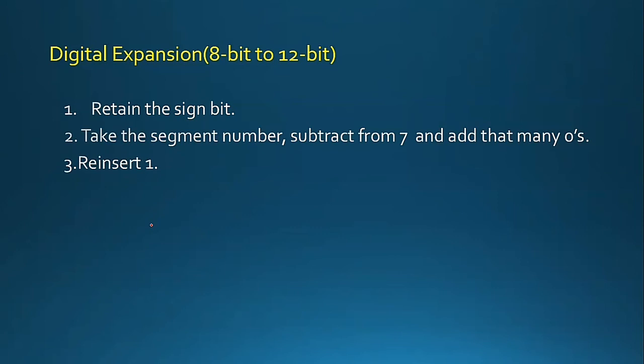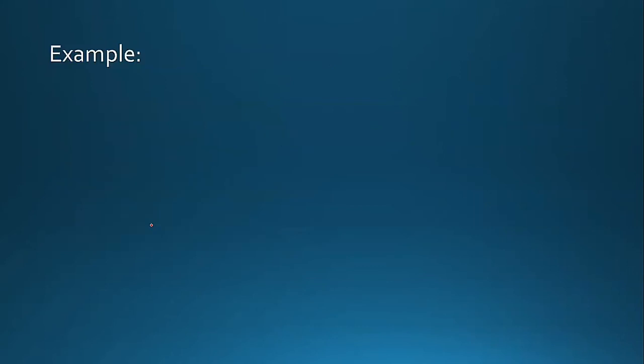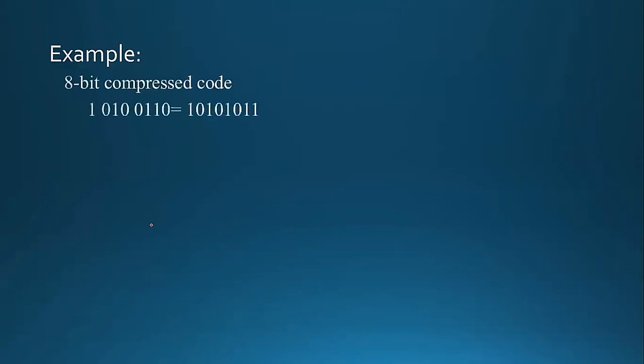Afterwards, we have to reinsert 1, since in compression, we have assumed the position of 1 that is between the quantization interval and the segment identifier. So we have to reinsert 1 again. And the next bits would be the ABCD values or the quantization interval values. And lastly, we have to reinsert 1 for the most significant truncated bit and enough zeros to complete our 12-bit code. So say for example, based on our given and the compression, we have this compressed code, and let me have this one as our sign bit again, and it belongs in segment 2, quantization interval.